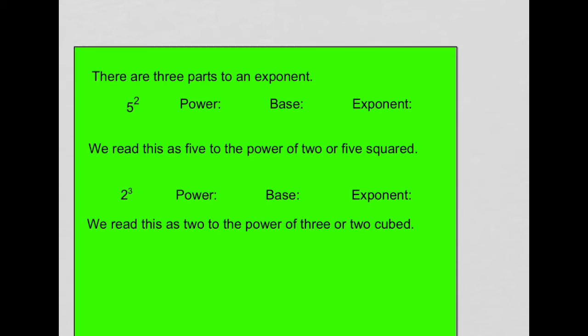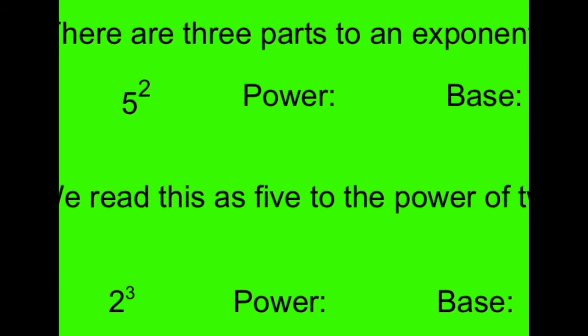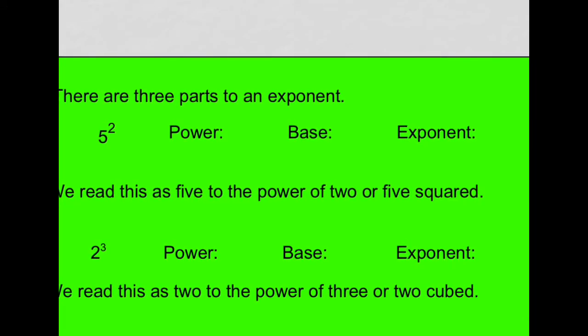Now, take 5 with exponent 2. The power is the whole number, both parts together. So for this particular question, the power is called 5 to the power of 2. We say 5 to the power of 2, or we can say 5 squared, and I'll talk more about that in a moment. The base of this number is the big 5. And the exponent part is the little 2.